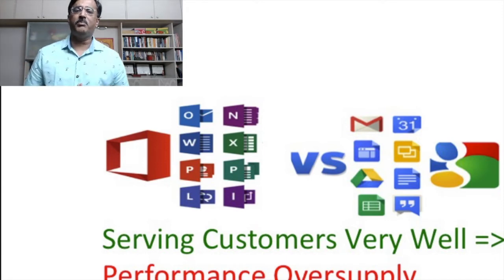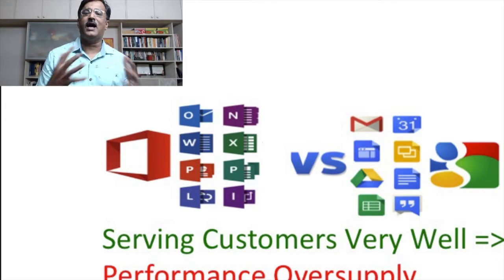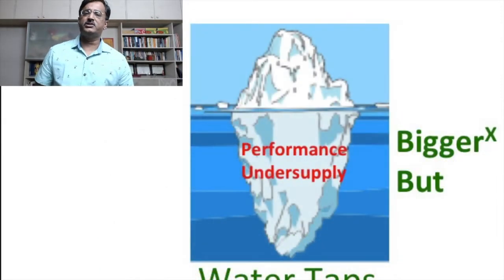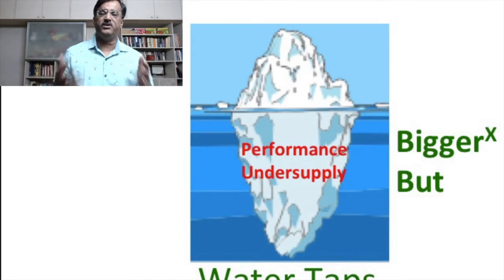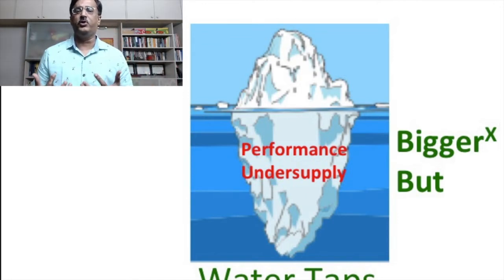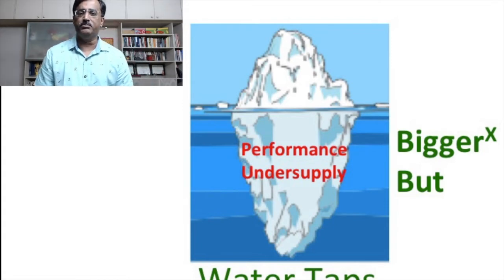Now the problem with the performance oversupply concept is that it is very, very rare. It doesn't happen that often, which is why disruptive innovation is hard. My recommendation is that we go after performance undersupply, which is far more pervasive. In fact, every system or process that we use has performance undersupply waiting to be tapped by an innovator.